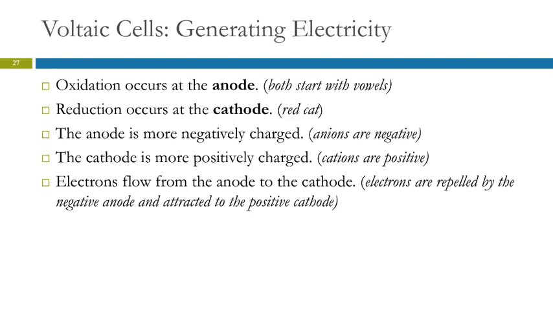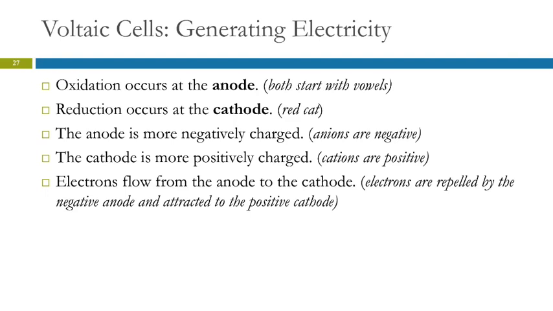So, as with many things in chemistry, we've got pairs of things that we have to remember how to match up. Oxidation occurs at the anode, reduction occurs at the cathode. I've always had trouble with that. What makes sense to me is that oxidation and anode both start with vowels, and reduction and cathode both start with consonants. Or you can also think about a red cat. So reduction occurs at the cathode, oxidation occurs at the anode.